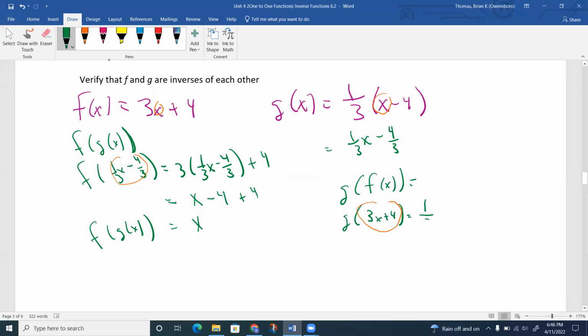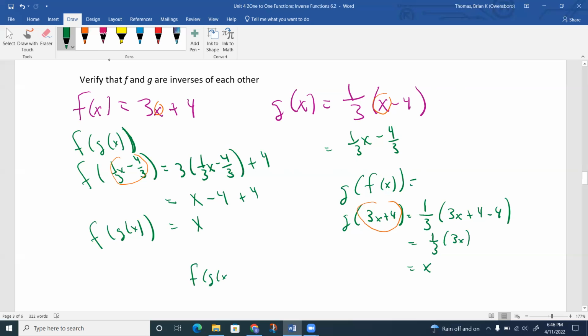So I'm going to have 1/3 times, and I'm going to replace x with 3x plus 4. And I have this minus 4 still. Notice how the 4 and the -4 will zero out. That gives me 1/3 times 3x. And 1/3 times 3x, the 3's divide out, and that just leaves me 1x, or we just call that x.